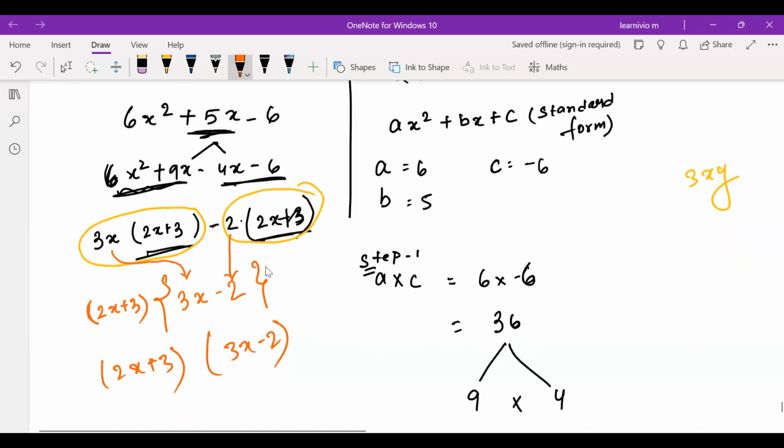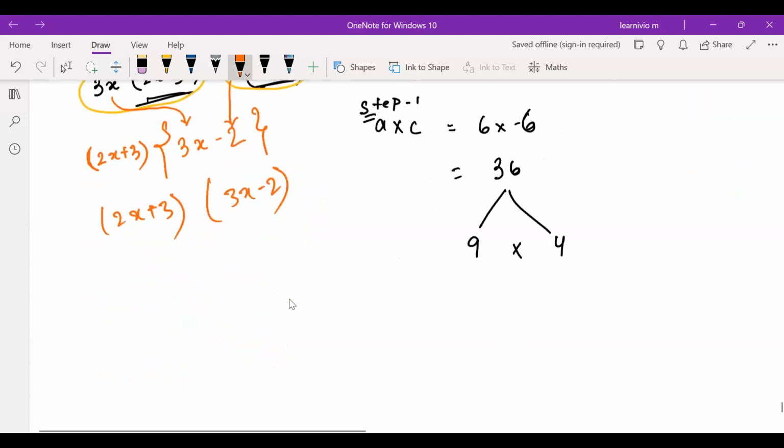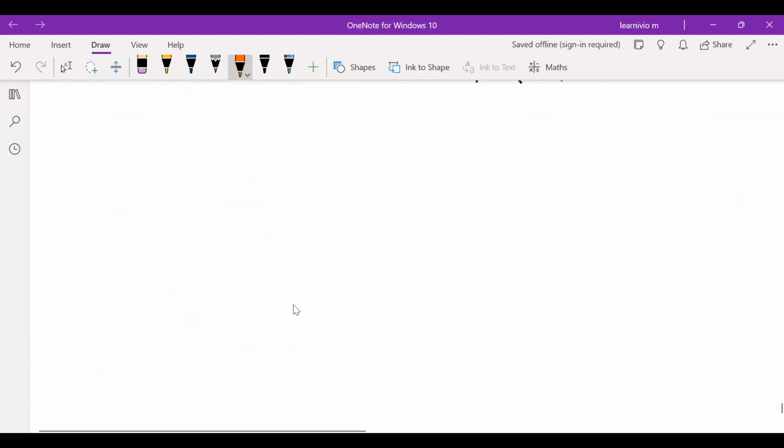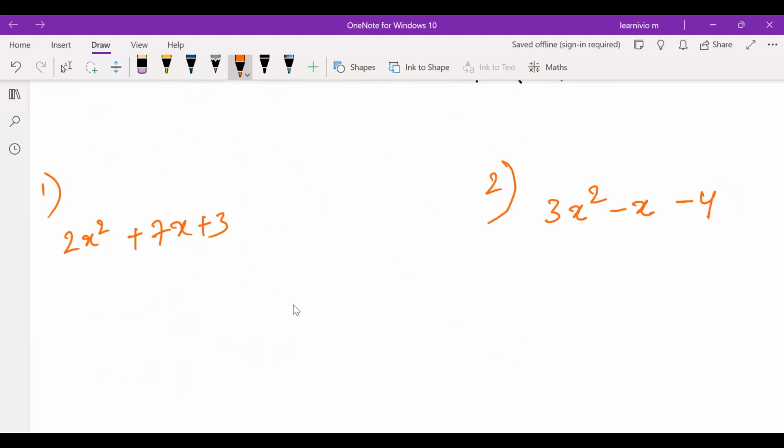Is there any confusion, Ayan and Farhan? No, ma'am. Let me give you a question, do it quickly. 2x square plus 7x plus 3. This is 1. And the next one is 3x square minus x minus 4. Do it quickly and let me know the factor of the first one, factor of the second one. Madiha, you can also do it. Note down the equation.